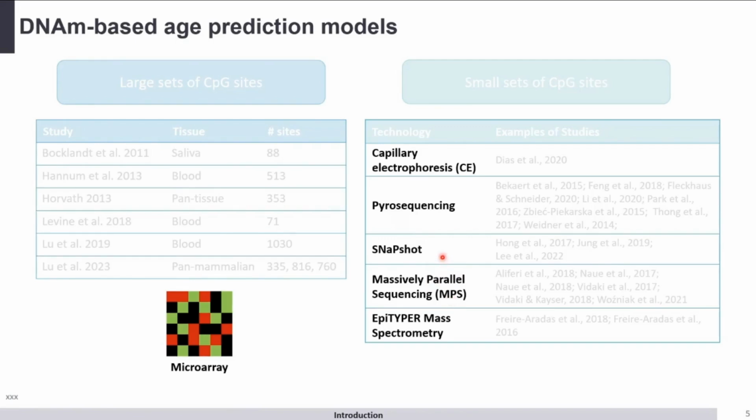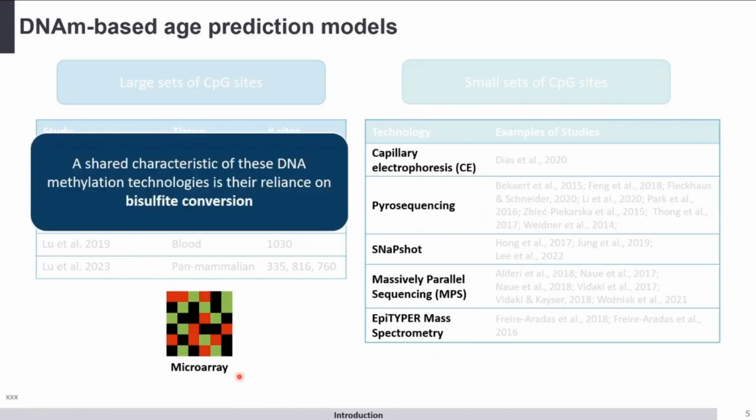for discovery-based research. Massively parallel sequencing, MPS, as you know, is a widely used technology today that provides genome-wide methylation profiling. Mass spectrometry is a specialized method for targeted analysis of known methylation sites, but is relatively expensive. And despite the diversity in applications and methodologies, a common characteristic of these older technologies is the reliance on bisulfite conversion to detect methylation.